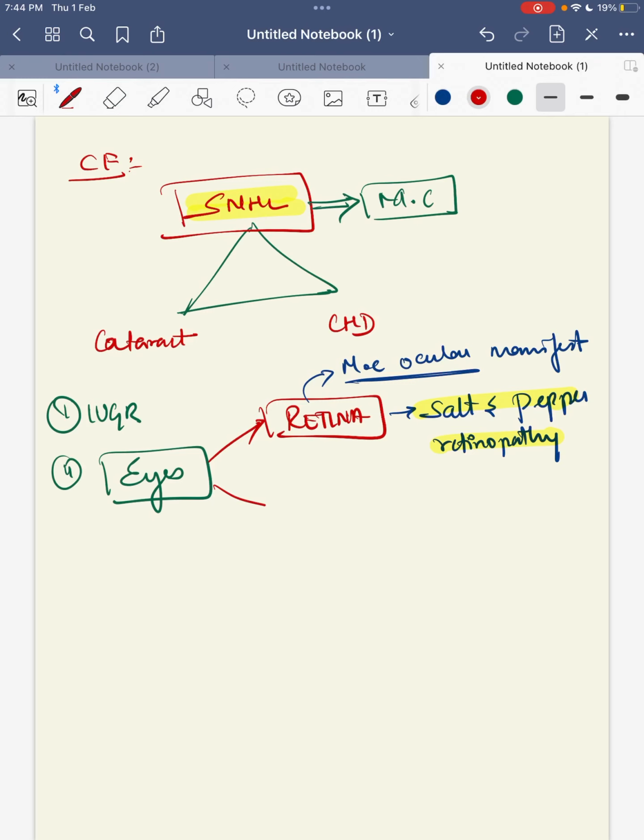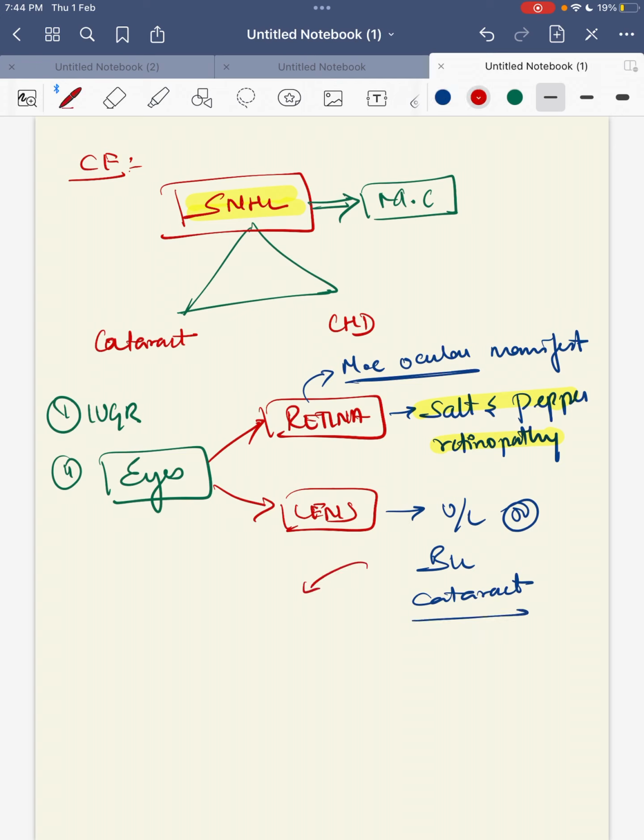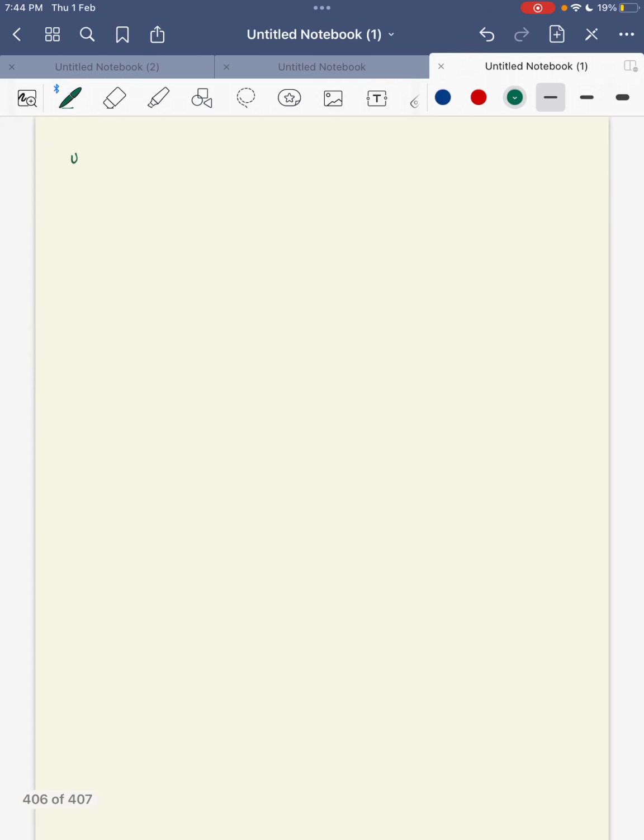But the most serious eye finding is unilateral or bilateral cataract. There can be unilateral or bilateral cataract. This is the most serious eye finding. This is about the eyes.